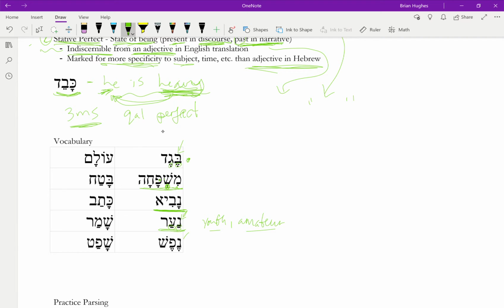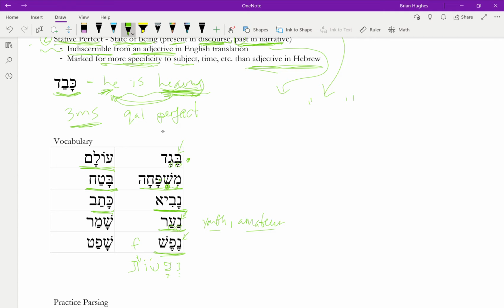Nefesh, segulate noun, means soul or self. It's a feminine noun. So Futato marks that for you, and underneath he's got the plural of this, which is nefashot, which shows us that it's feminine. But this is unmarked, so it looks masculine singular, but in fact it's feminine. Olam. Olam is forever or antiquity. Batach is to trust.